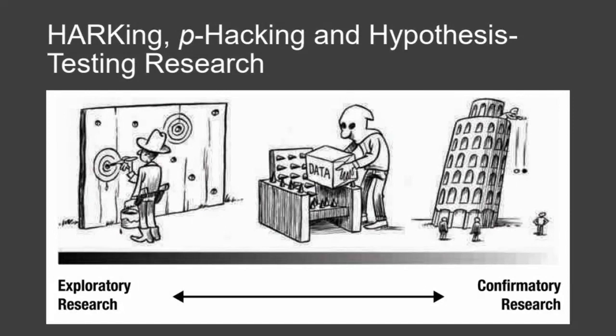pre-registering, because you've already highlighted that you're going to do such and such a test. And if that's not significant, yes, you can do another test exploratorily, but at least you've identified that. It's just about transparency and making sure it's quite clear whether you are doing exploratory or confirmatory research.